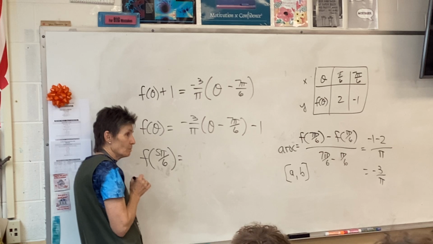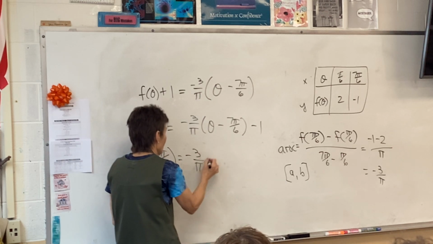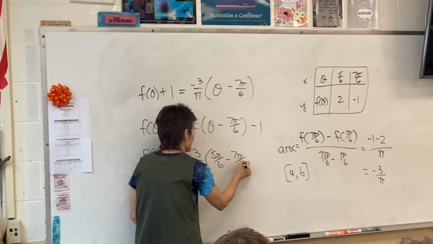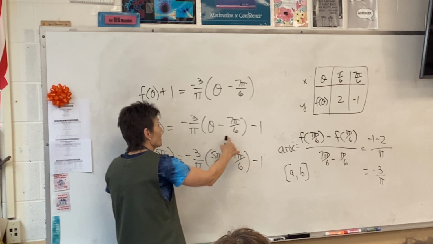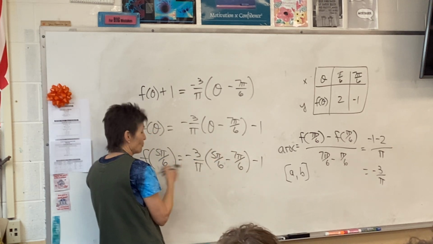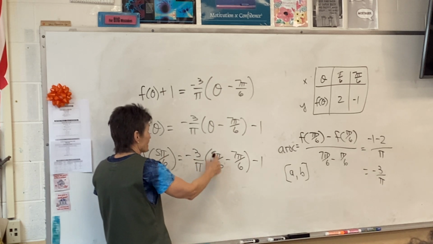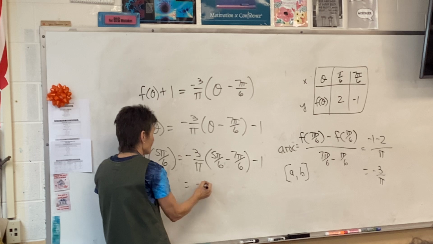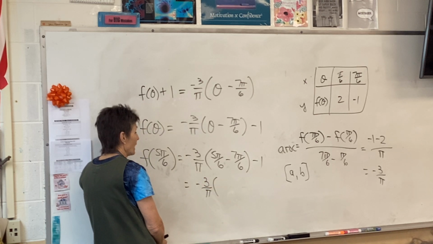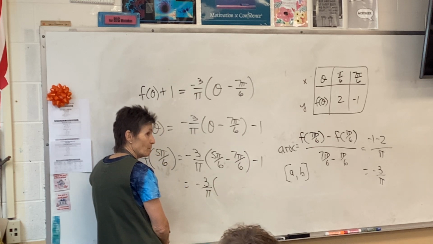So what are we gonna do? So negative 3 over pi times 5 pi over 6 minus 7 pi over 6. I didn't distribute here, I could have. If it's easier for you, I didn't, but you could have. I'm plugging 5 pi over 6 in for my theta. You could have distributed. So what have I got in there? So 2 pi over 6 would be pi over 3.